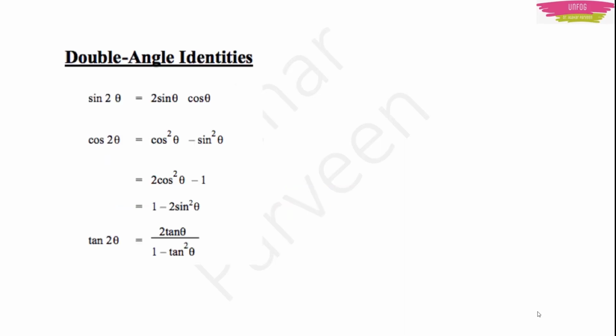Few more identities are there. I have kept it here. If anyone is interested, you can learn. But I don't think that it is important. Just you learn this first identity. Sin 2 theta is equal to 2 sin theta cos theta. That much will be enough, I feel. Okay. But still, if you are interested, you can learn other things also. But I don't think that they will ask such tough questions in the exam this time. Okay.